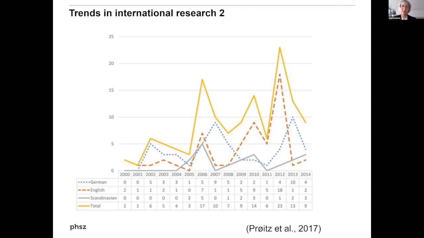In the Scandinavian languages, the topics are characterized by the newness of this topic at this time, and there are more critical studies problematizing consequences for the teaching profession, for students, and so on, if we focus too much on performance data.